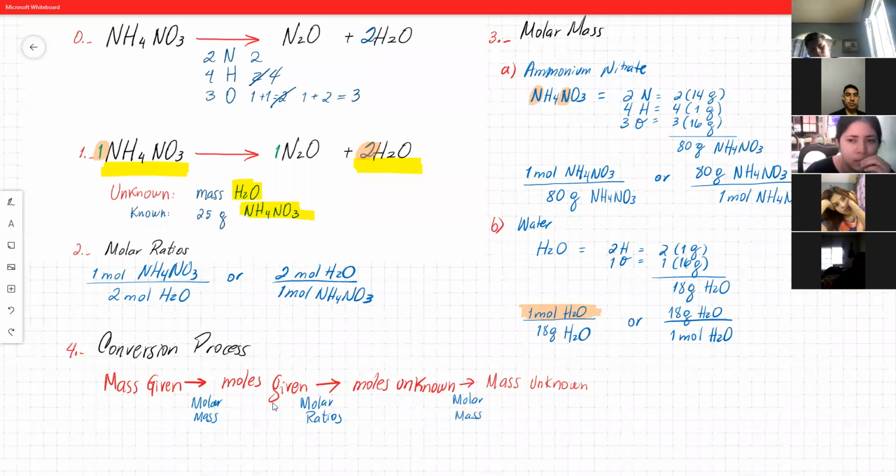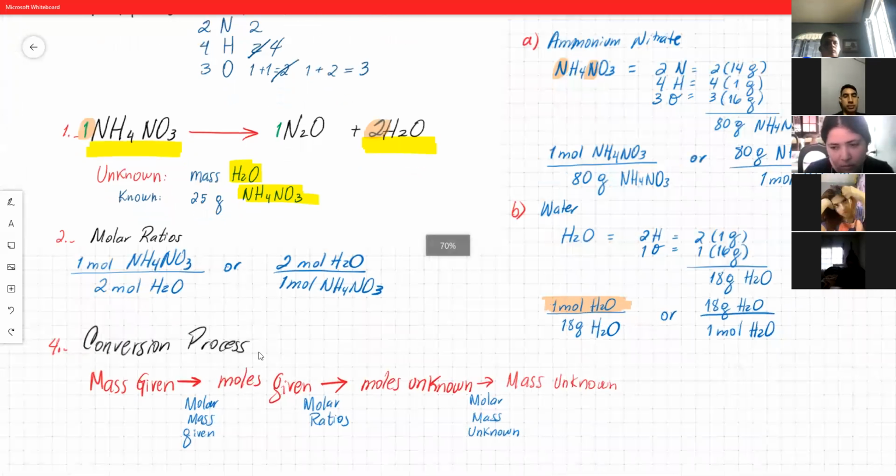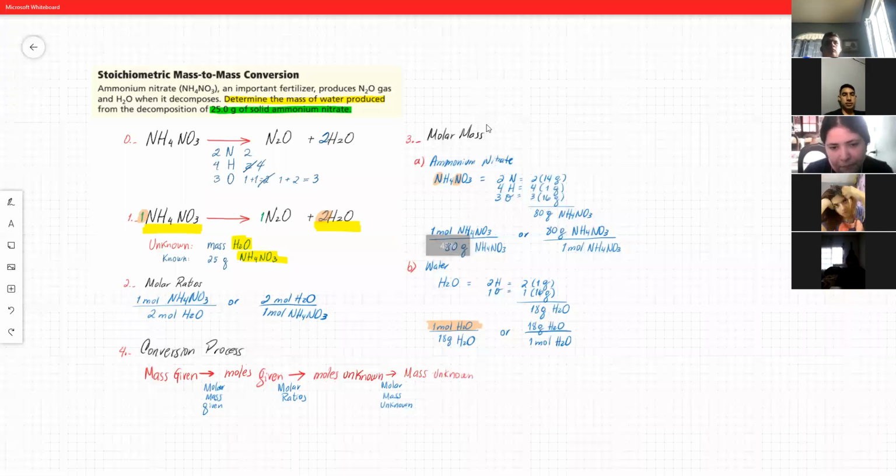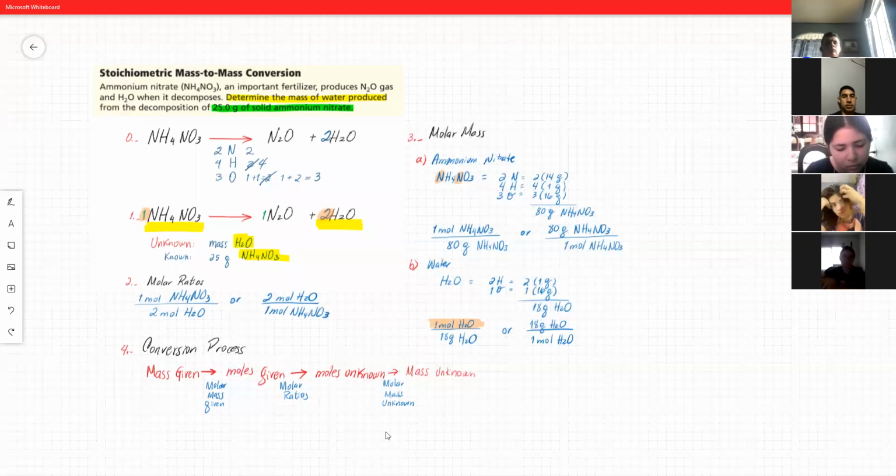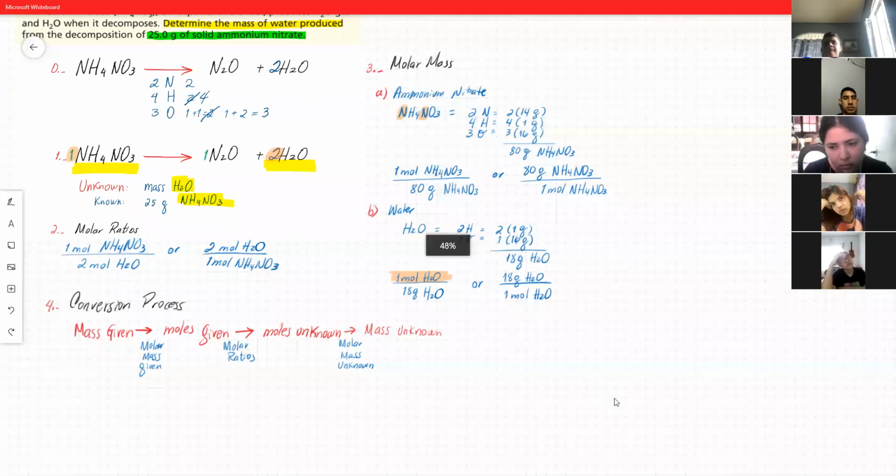But here I have two molar masses. For mass given to moles given, I'm going to be using the molar mass of the given, of course. And from unknown to unknown, I'm going to be using the molar mass of the unknown substance. That's why we work with known and unknown from the first place, to keep working with the same idea, with the same concept.